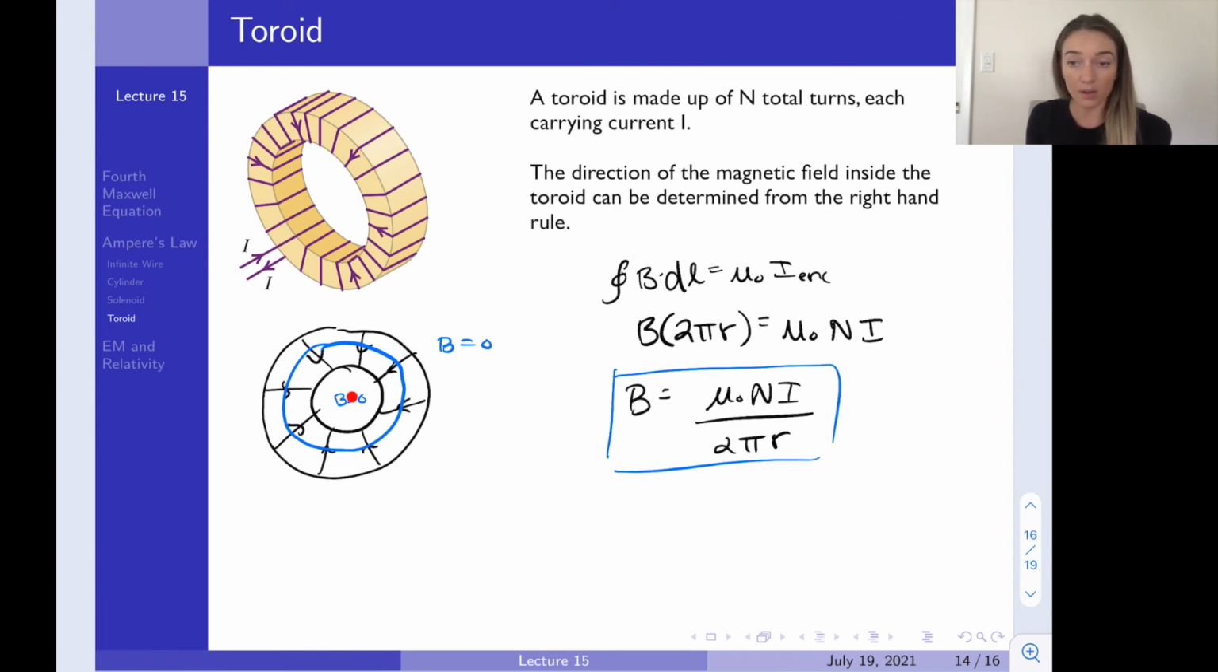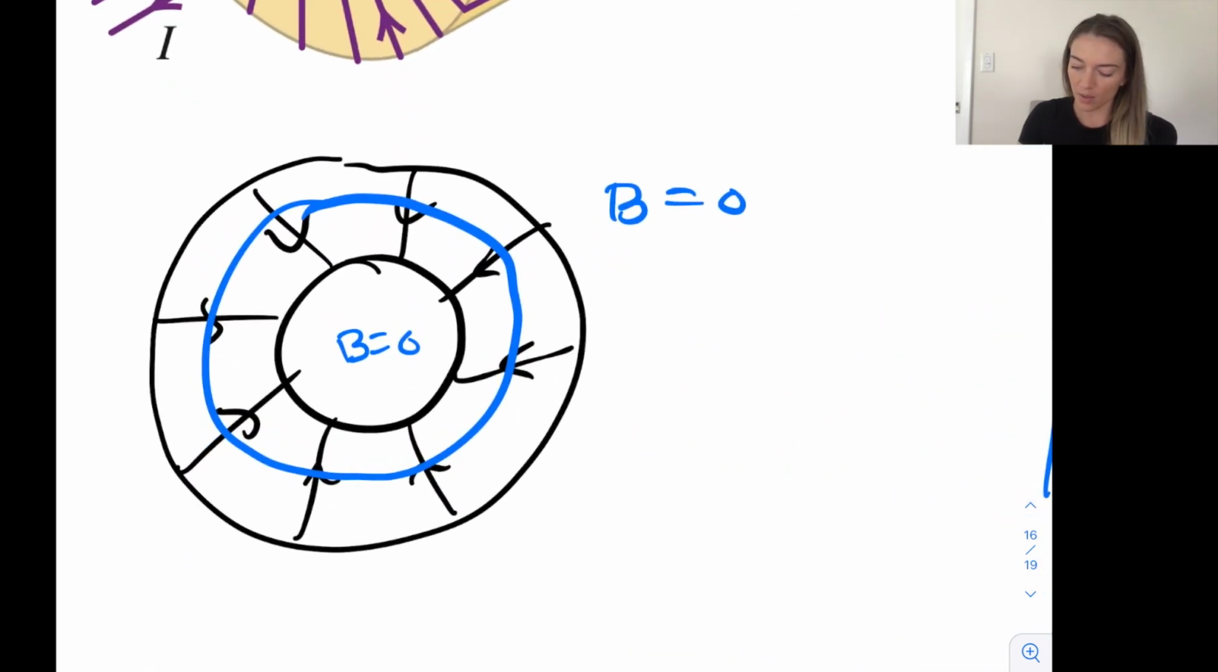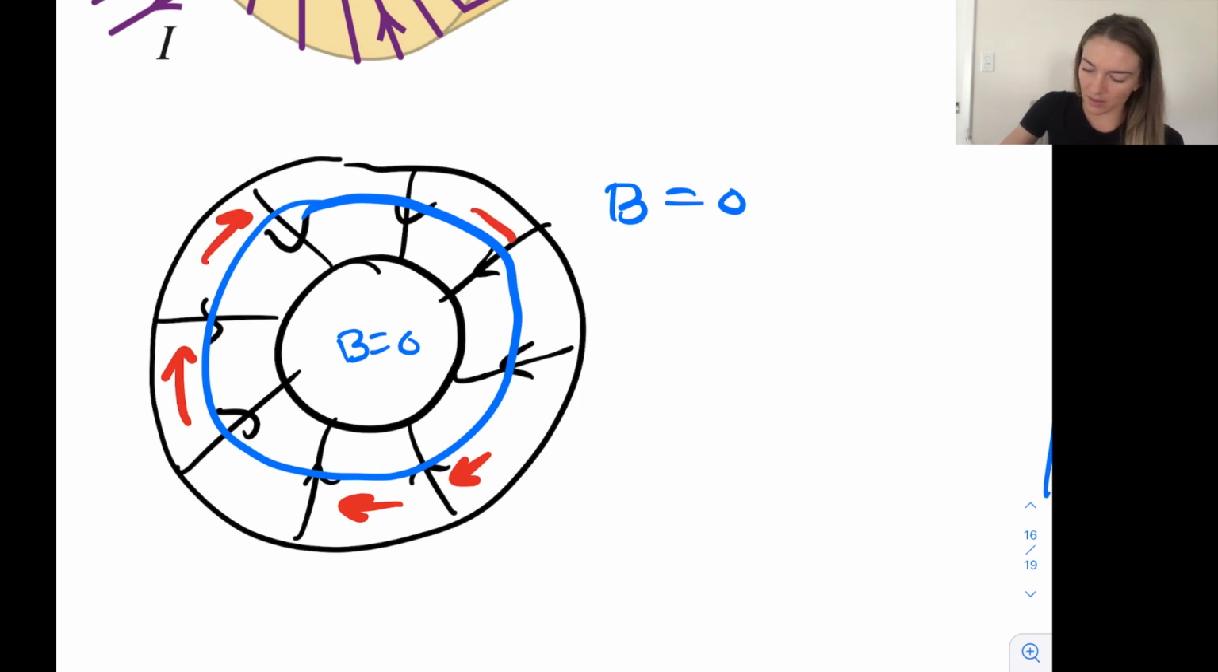It's 0 outside. And again, we can use the right-hand rule to figure out the direction of the magnetic field. So you take your hand, again, and curl it in the direction of the current. Here, the current is curling in towards the center of the donut. So you curl your hand in the direction of the current, and your thumb will be pointing in the direction of the magnetic field. So that means my thumb is pointing in this direction, and my magnetic field is going counterclockwise again.